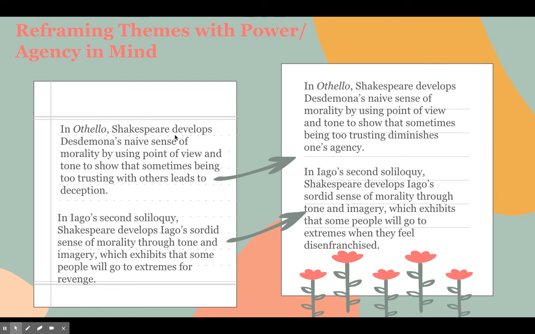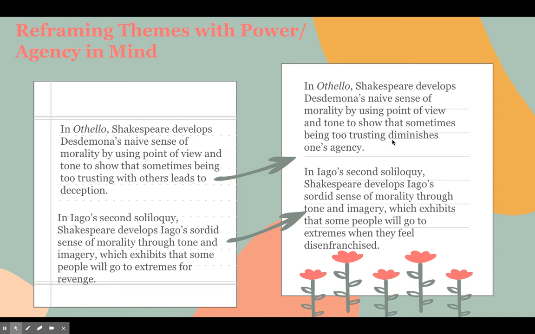So we had in Othello, Shakespeare develops Desdemona's naive sense of morality by using point of view and tone to show that sometimes being too trusting with others leads to deception. Well, I changed it to sometimes being too trusting diminishes one's agency. So instead of just leading to deception, which is kind of on a small scale, like obviously an individual can be deceived, and that does work as a theme, I changed it to being too trusting diminishes one's agency. It diminishes one's power over oneself. That's kind of a larger idea rather than just being deceived, but also losing power.